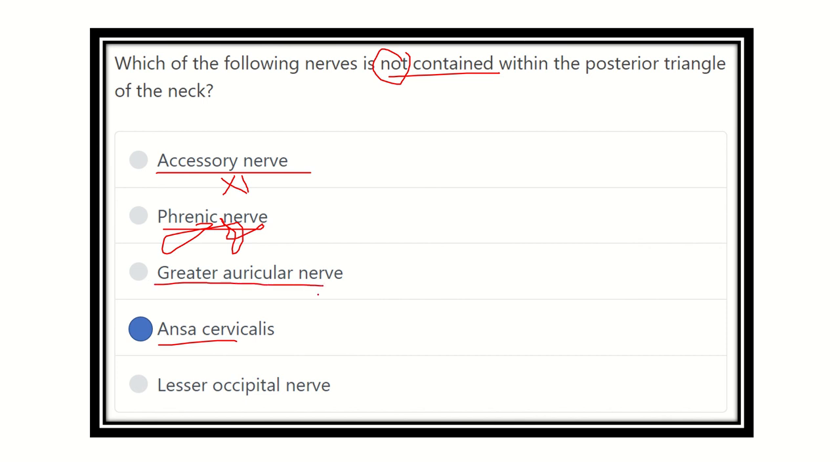Then greater auricular nerve and lesser occipital nerve. These two nerves are well known to us, because the lesser occipital nerve and greater auricular nerve are cutaneous branches of the posterior triangle of the neck, and these cutaneous nerves arise deep in the posterior triangle of the neck, then come forward, and also supply the anterior triangle and the rest of the neck area. So these two nerves are very important: greater auricular nerve and lesser occipital nerve, with some other nerves such as the transverse cervical nerve and supraclavicular nerve.